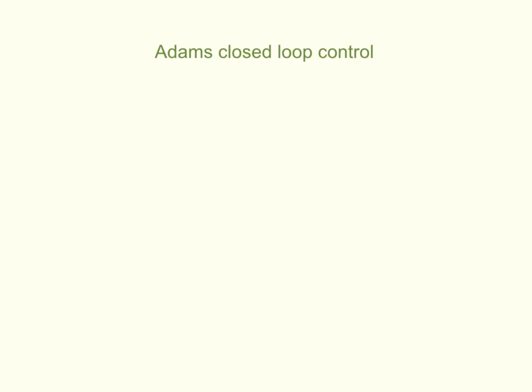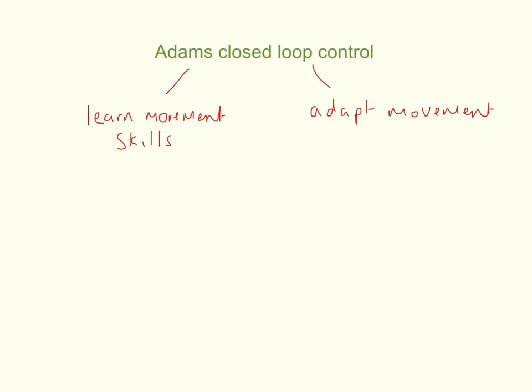Okay, so Adams' closed-loop control theory is a possible explanation for how we learn movement skills, but it also attempts to explain how we adapt movement, how we're adapting movement to achieve a goal. So there's two aspects to Adams' closed-loop control theory that you could be asked on in an exam.